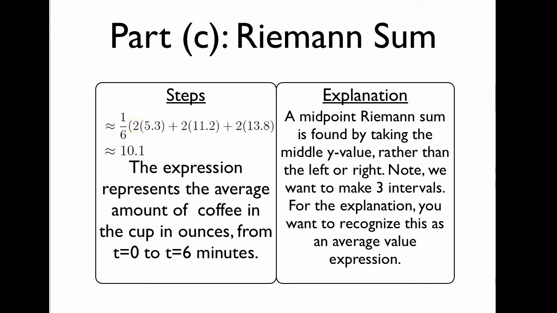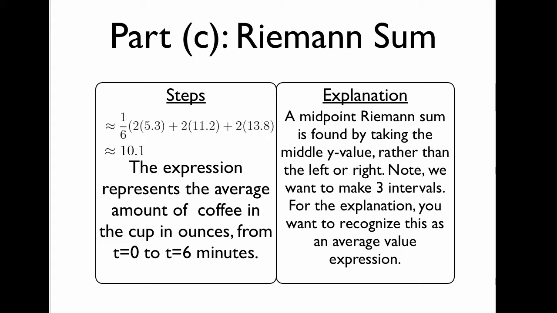The 1/6 is from the problem, so I just have that 1/6 on the outside of the parentheses. And then the 5.3, 11.2, and 13.8 values, those are my midpoint y values. For instance, the first rectangle goes from t equals 0 to t equals 2. The left Riemann sum would have me enter 0. The right Riemann sum would have me enter 8.8. But the midpoint Riemann sum has me enter 5.3. So 5.3, 11.2, and 13.8 come from the table because those are the middle y values for our rectangles. And again, if you draw out the rectangles, that might make a little more sense for some of you.